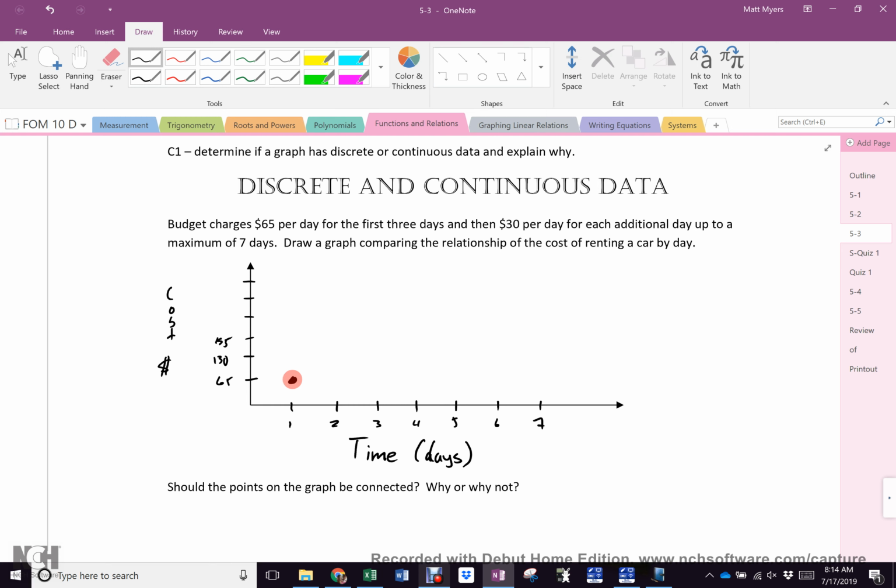So if I only keep it for half a day, how much is it going to cost me? 65 bucks, right? What if I keep it for 3/4 of a day? What if I keep it for 3 hours? 65 bucks, right? So how do I show that on this graph? That any input from 0 up to 1 is going to be 65 bucks. How do I show that?